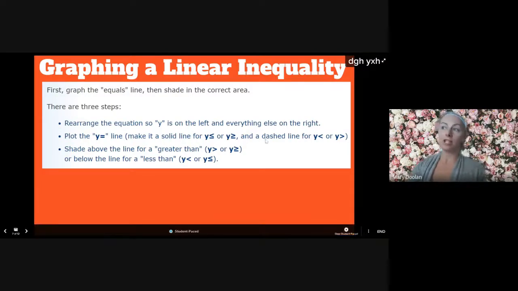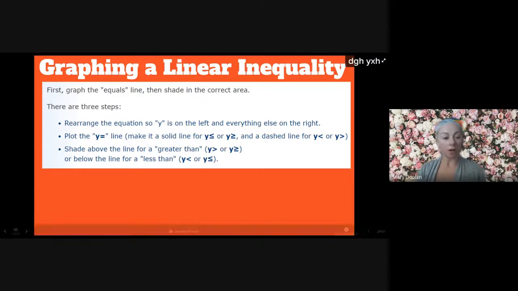But you only use a dashed line when the symbol is less than or greater than. If your symbol is less than or equal to or greater than or equal to, because it also includes that equal to, it includes the line, then we make it a solid line. It's kind of like when we were graphing linear inequalities in one variable. Do you remember how on a number line you can have either an open circle or a closed circle?